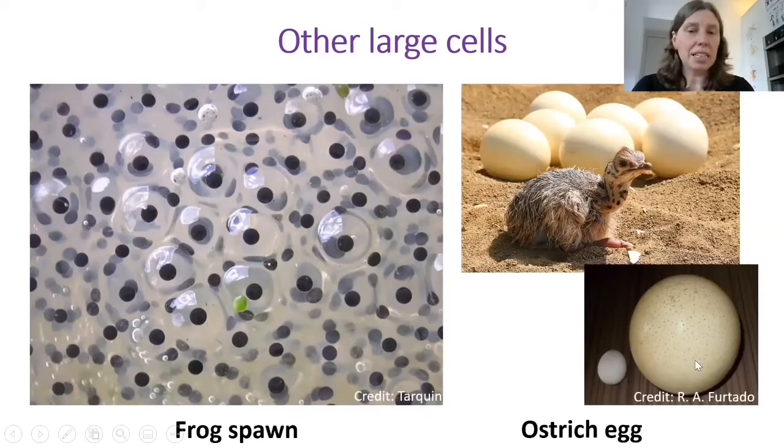So all eggs are cells. So here's a chicken's egg for comparison. Here's an ostrich egg, and here's a baby ostrich that's just hatched. So some cells can be really massive. So big diversity in size, but also in shape as well.